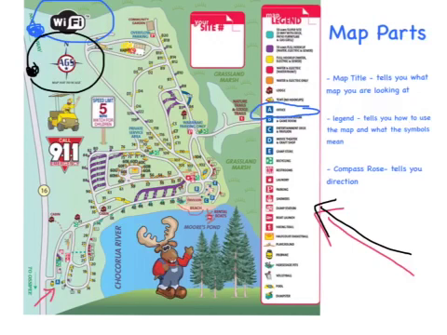So making sure that you know all the parts of a map is very important. Again, you have the title, tells you what you're looking at. The legend tells you how to use the map and what the symbols mean. And then the compass rose, which tells you your directions.